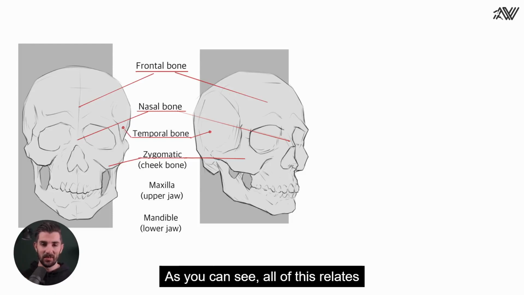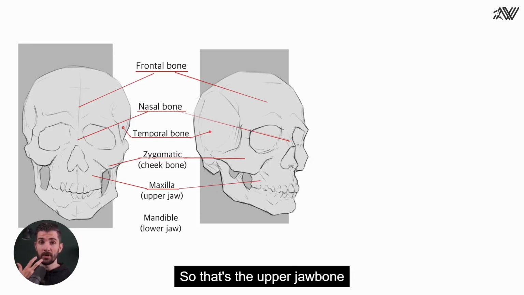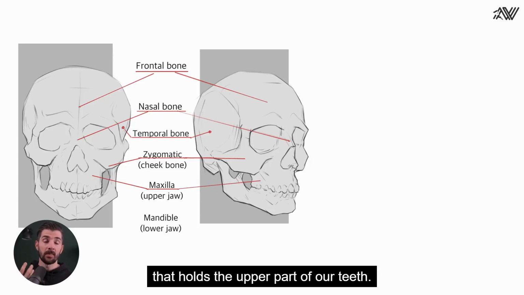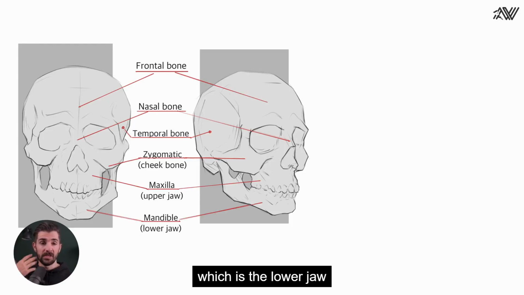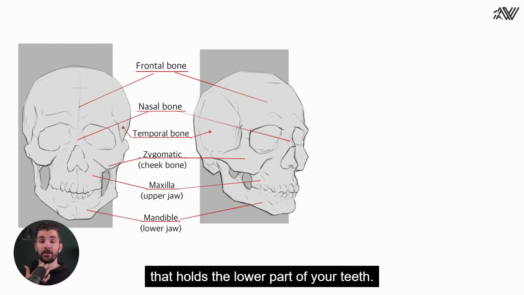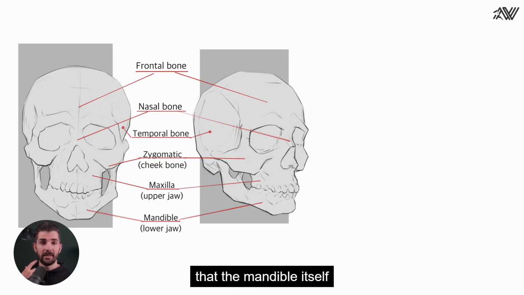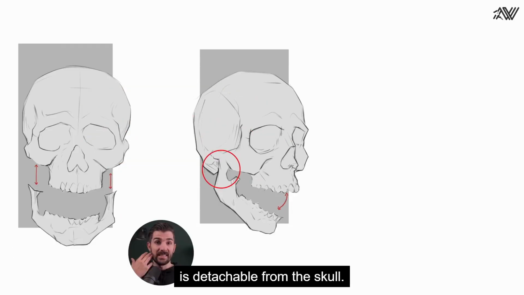As you can see, all of this relates. And we have the maxilla, so that's the upper jawbone that holds the upper part of our teeth. And then we have the mandible, which is the lower jaw that holds the lower part of your teeth. It's also important to know that the mandible itself is detachable from the skull, as you probably have seen before, and it kind of acts as a hinge joint for us to open our mouth.